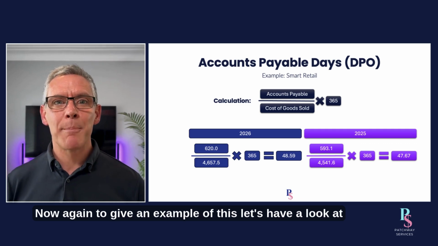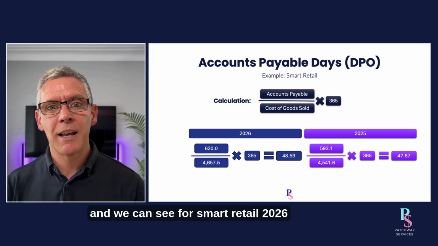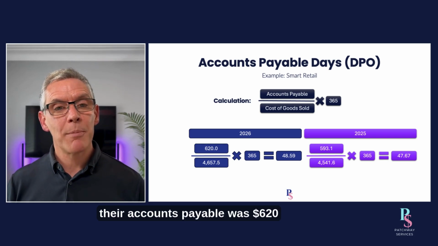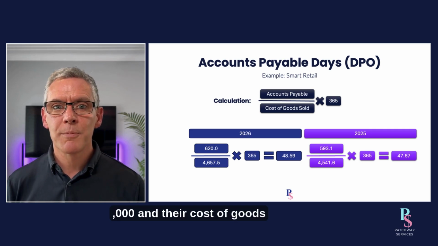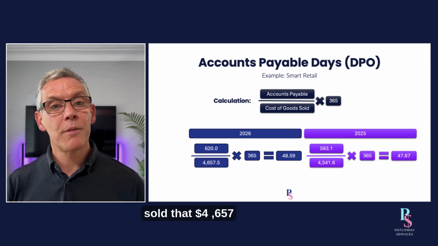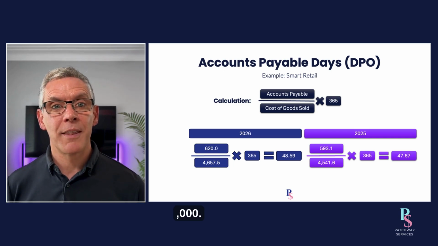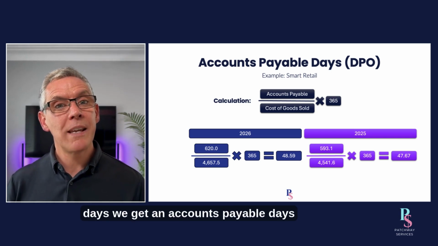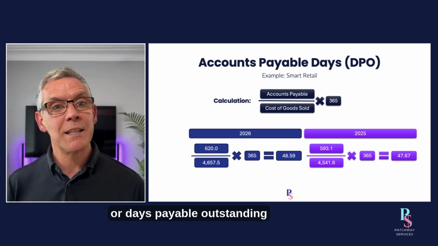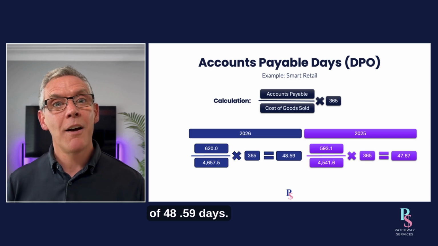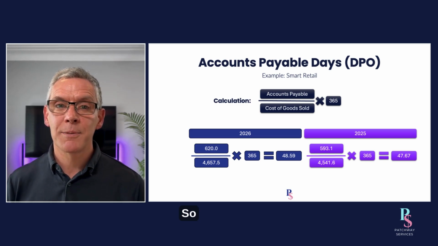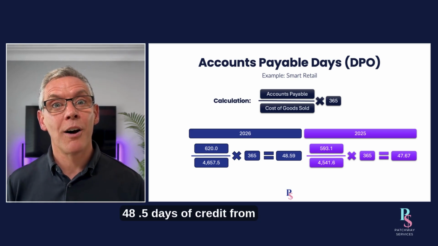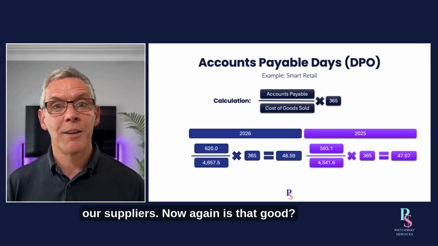Again, to give an example of this, let's have a look at it for Smart Retail. And we can see for Smart Retail 2026, their accounts payable was $620,000 and their cost of goods sold was $4,657,000. So if we multiply that by our 365 days, we get an accounts payable days or days payable outstanding of 48.59 days. So what that's meaning is we're getting on average 48.5 days of credit from our suppliers.